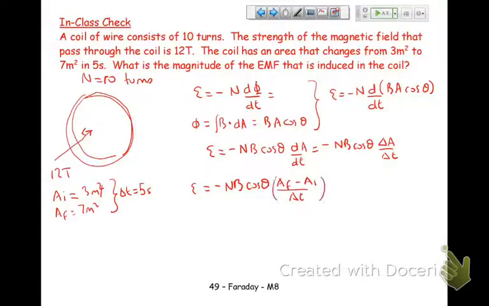And now I'm looking at my diagram and I'm going to go E is equal to minus N, N is 10, B, my B was 12.